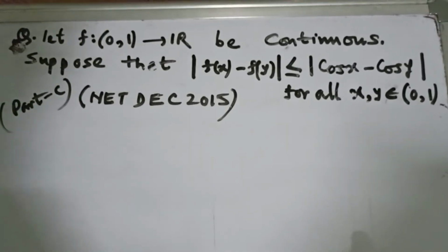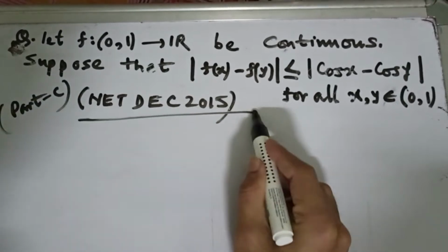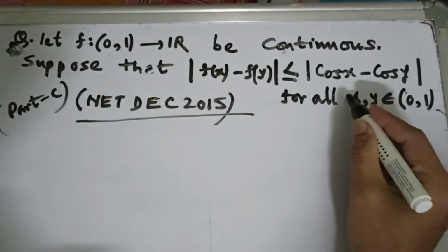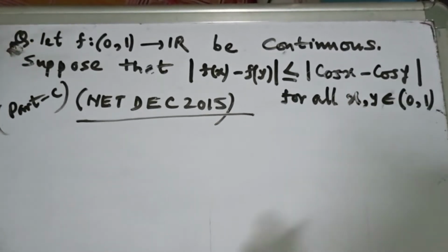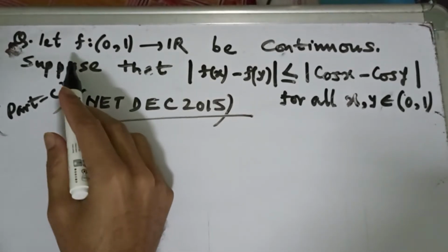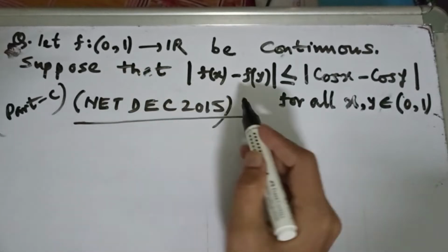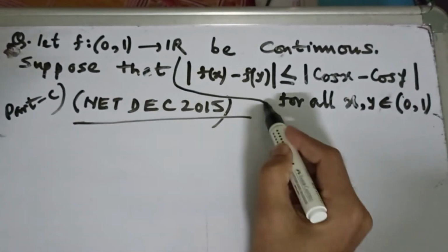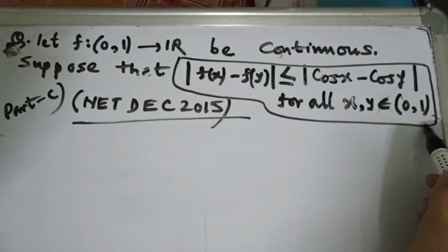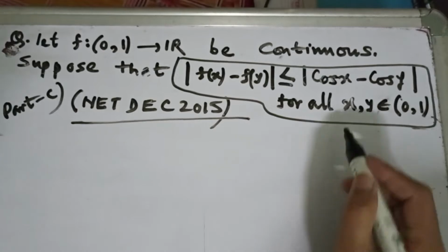Hello dear student, today in this video we are going to discuss an important question of CSIR NET December 2015, right? So what is the question? The question was about continuity of a function. The question was: let f be a function from (0, ∞) to R, continuous, and suppose that this condition is satisfied: |f(x) - f(y)| ≤ |cos x - cos y| for x, y belonging to (0, ∞).